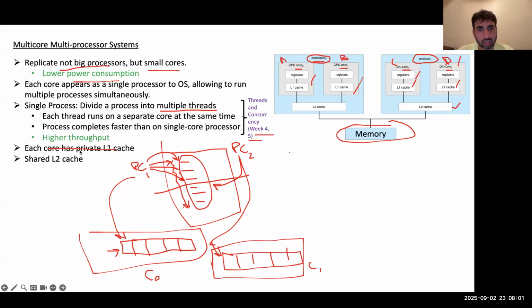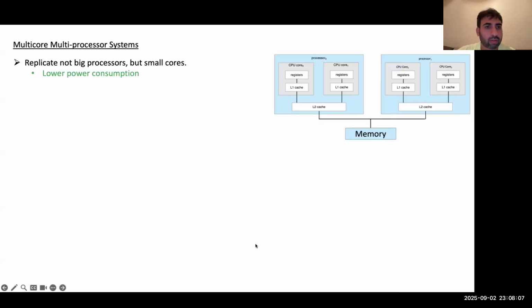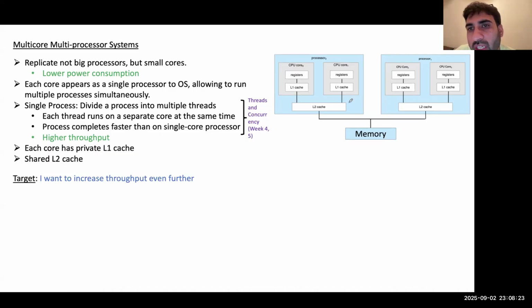Let me escape this so that I can discard all these annotations and then start again. Okay, here each core has its own private L1 cache and a shared L2 cache. Now, let's say I want to increase throughput even further. So this approach now allows me to run 4 threads, or let's say 4 single-threaded processes, at the same time without incurring too much power consumption as compared to the case where I had 4 processors.